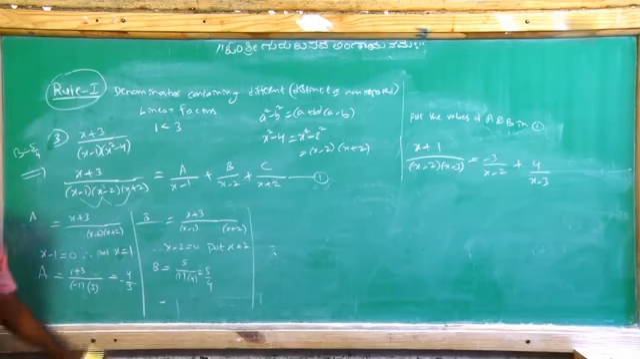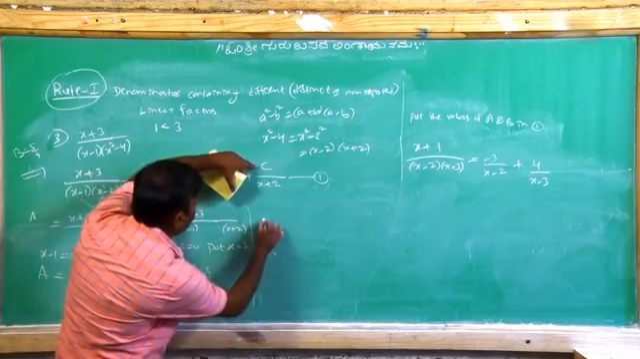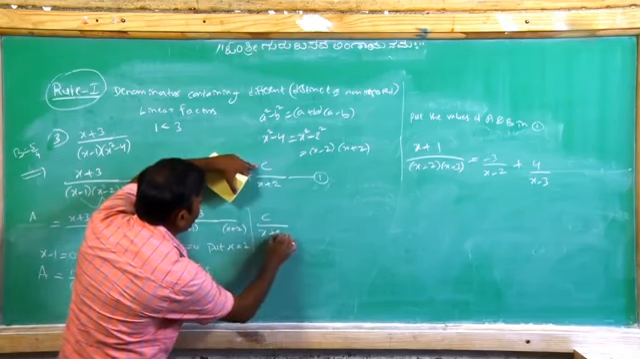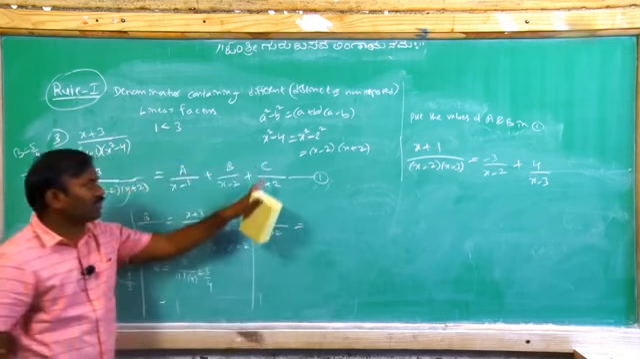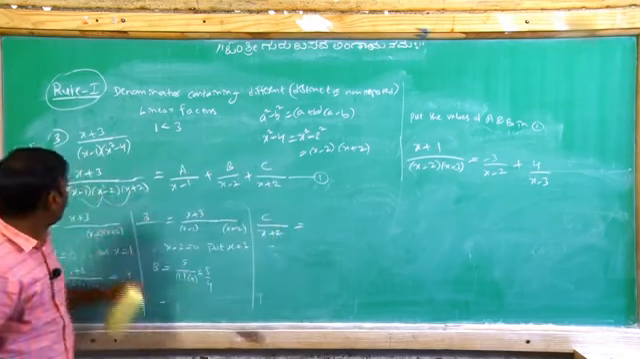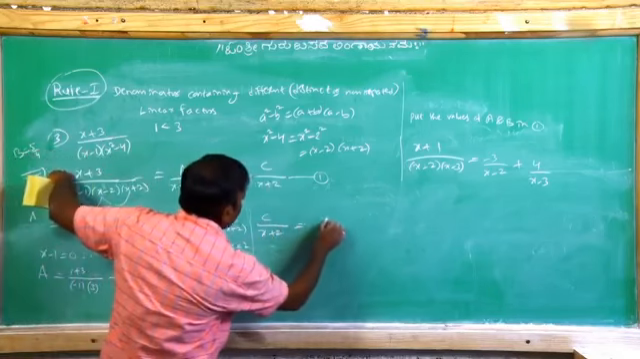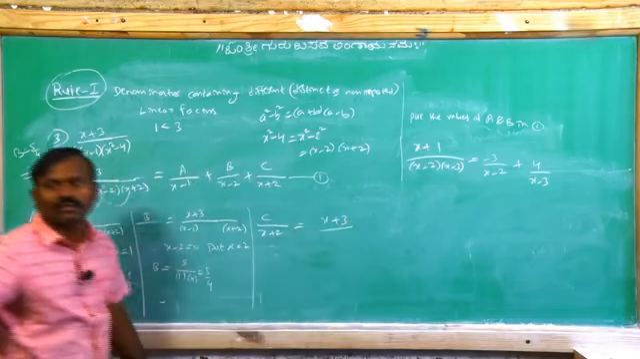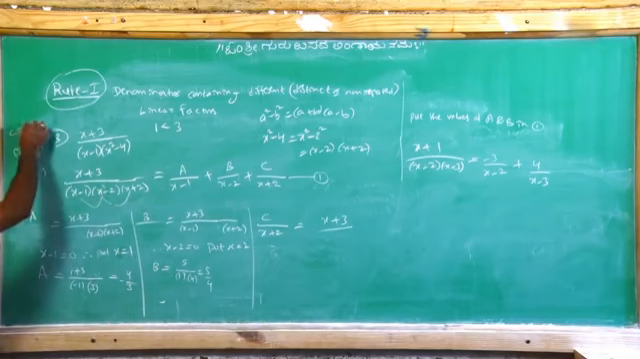Next, find the value of C, sorry, the C value. C by x plus 2. To find the C value, only take the C term, only take the third term, the third term containing C. What is the LHS? C equal to 1 by 12.